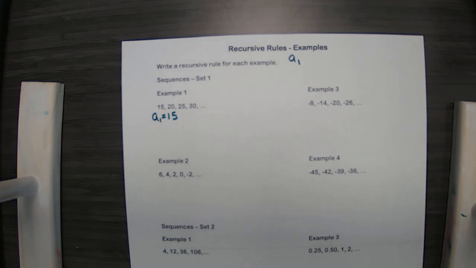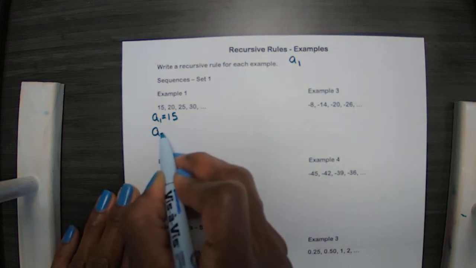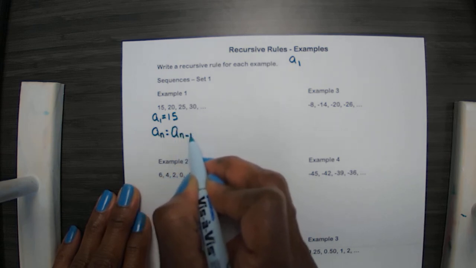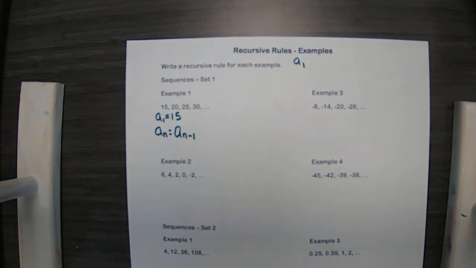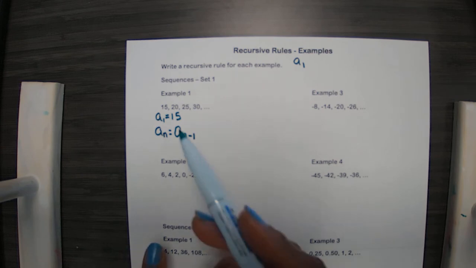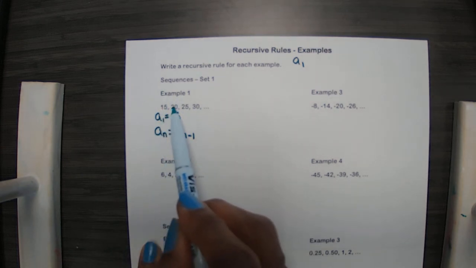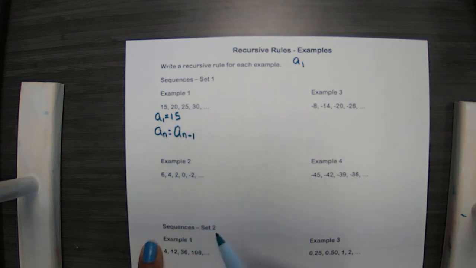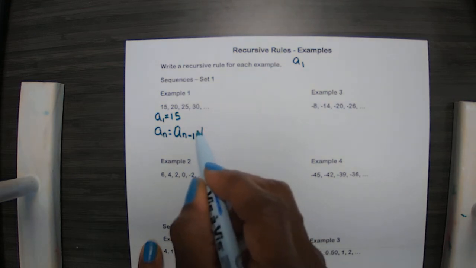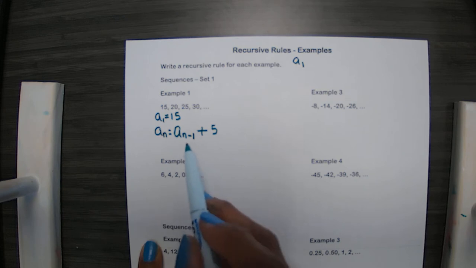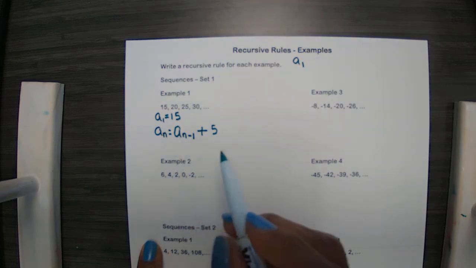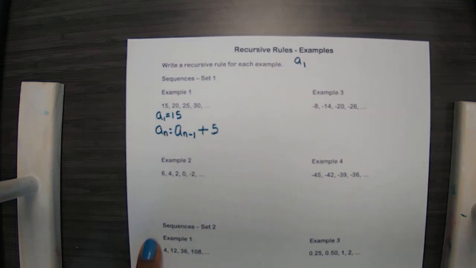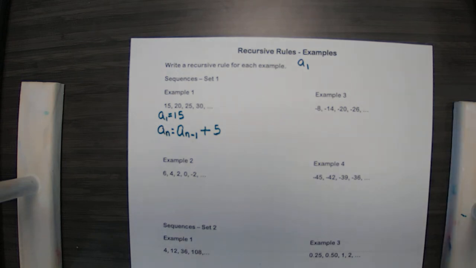So to find the next term in the sequence, a sub n, you need to know the previous term in the sequence. Then you need to tell me what you're doing to find the next term. Notice here you're adding 5 each time. 15 plus 5 is 20. 20 plus 5 is 25. 25 plus 5 is 30. So what you're going to tell me is plus 5. You're starting with 15 and you're going up by 5 each time. But with this rule, if I don't know the fourth term, I can't figure out the fifth. If I don't know the 99th term, I cannot figure out the 100th term.